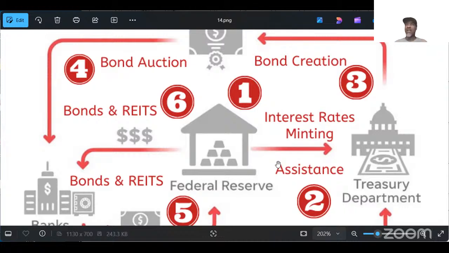Monetary policy, economic policy. Either one of those is going to create a corresponding bond for the money that's created. Now we go to number three. Number three is when they create the bonds, right? After the bonds are created, here's where it gets interesting.